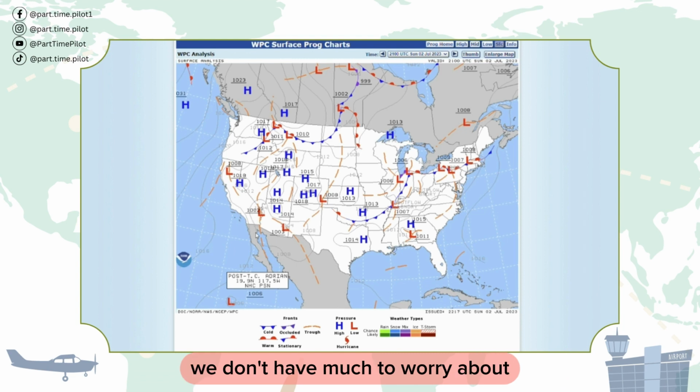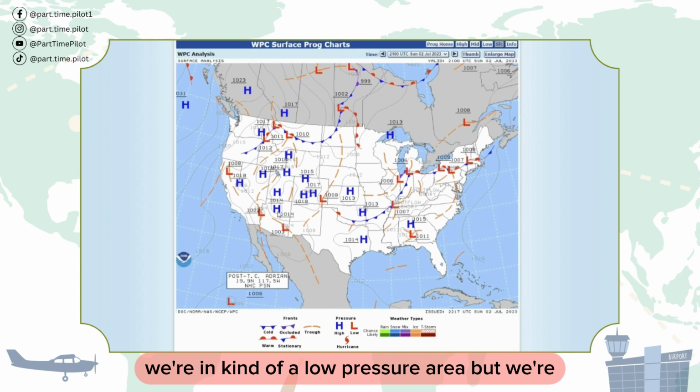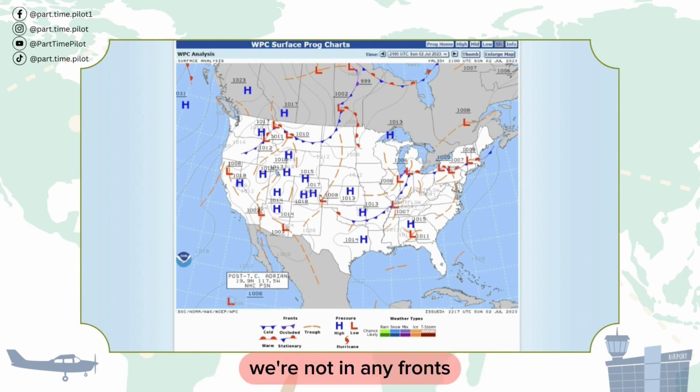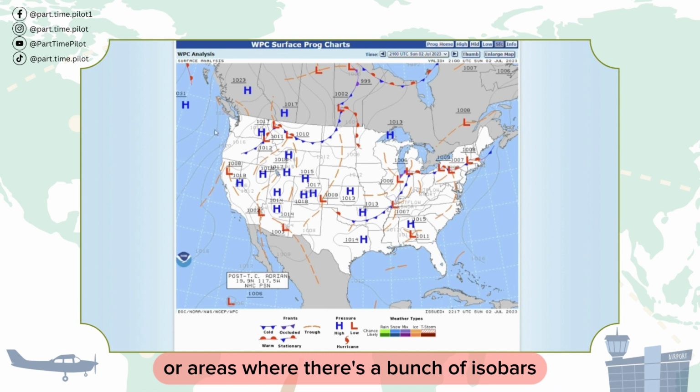Down here we don't have much to worry about. We have the Sierra Mountains, where there's a pressure change, but we're just going to be right over here. So we're good. We're in kind of a low pressure area, but we're not in any fronts or areas where a bunch of isobars are changing our pressure.